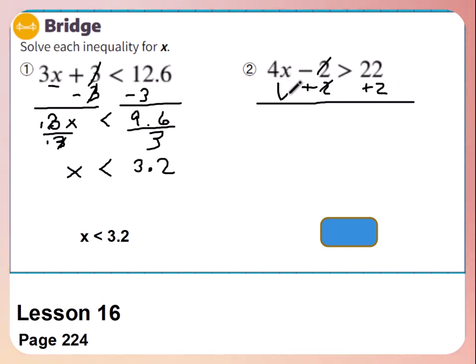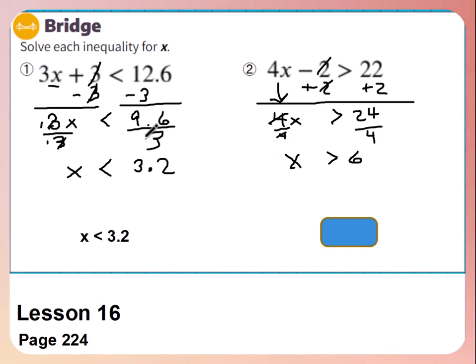All right, now let's bring down the 4x. That's all that's left on the left. 4x greater than 24. Divide both sides by 4. Whatever you do to the left, you have to do to the right. 4 divided by 4 is 1, so you have 1x greater than 24 divided by 4 is 6.